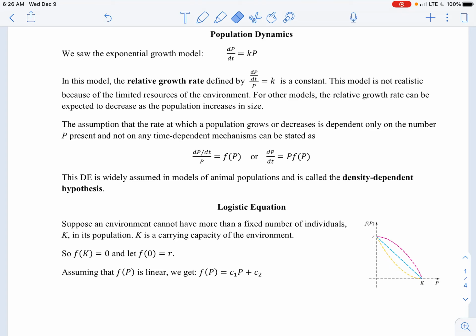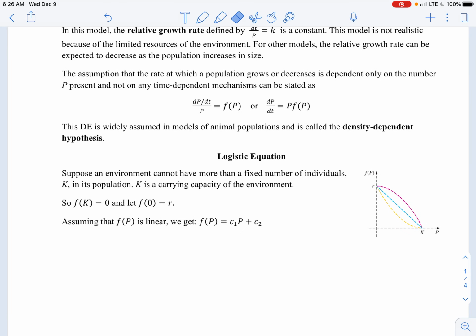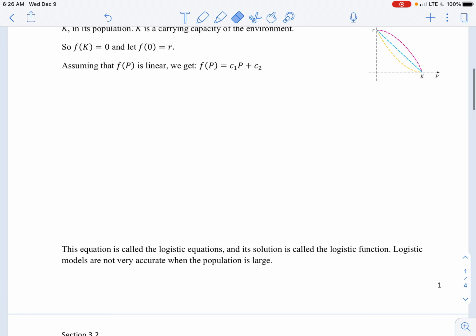And suppose an environment cannot have more than a fixed number of individuals, K, in its population. K is the carrying capacity of the environment. So f of K is equal to 0, and let f of 0 equal r. Assuming that f of P is linear, we get f of P is equal to c sub 1 P plus c sub 2. So now let's go ahead and solve for f of 0 equals r.